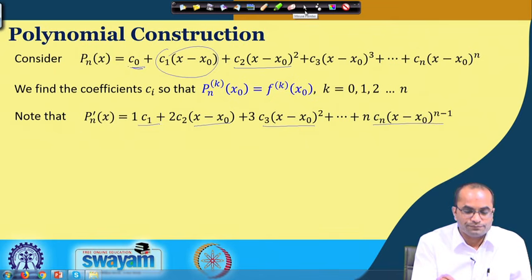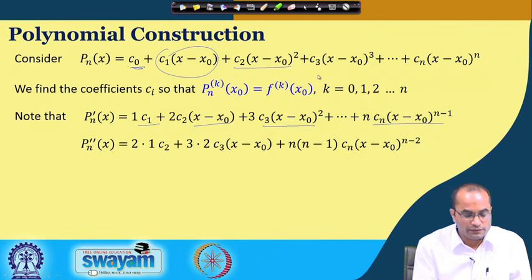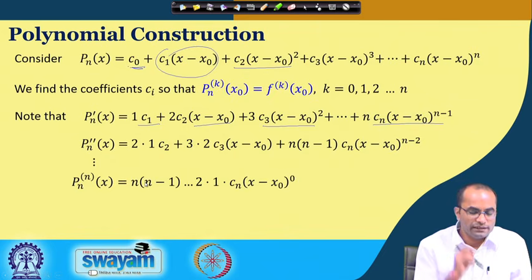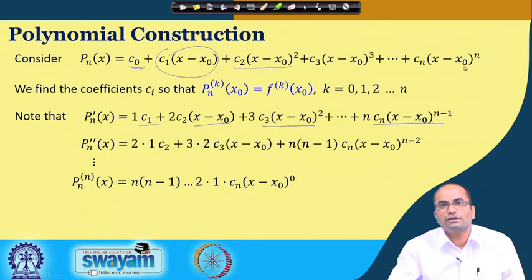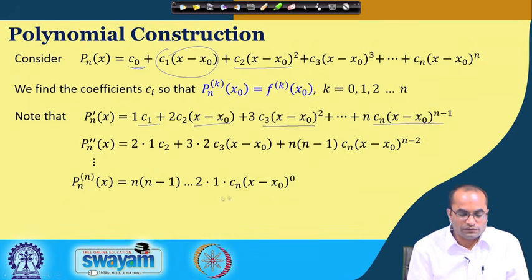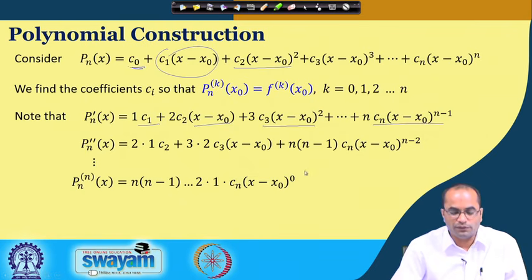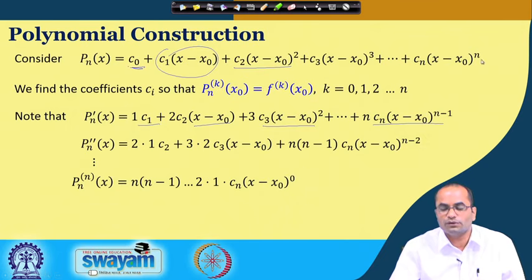Then if we move further, the second derivative: out of this first derivative we can again differentiate. So, we will get 2 c 2 here, 3 times 2 into c 3 and so on, and then we can repeat this process further to get the nth order derivative. In the nth order derivative, because this was an nth order polynomial, we will get only a constant term, which is factorial n times the coefficient c n, and there will be no x term present because the polynomial was of degree n and we have differentiated n times.